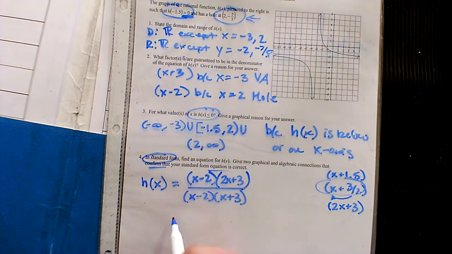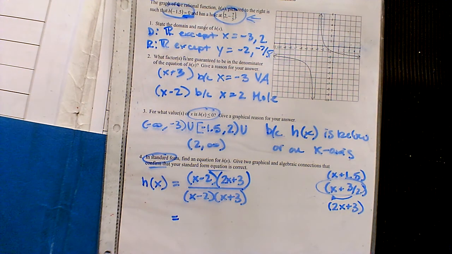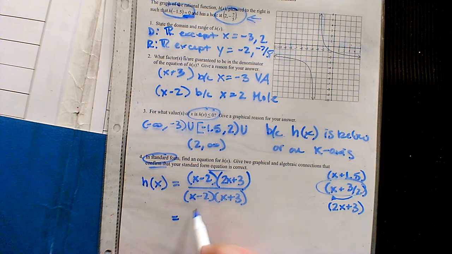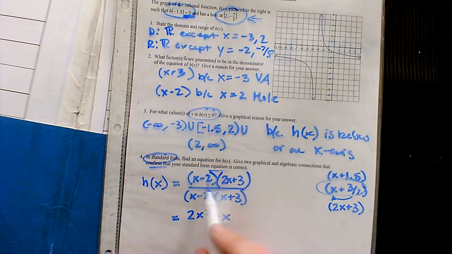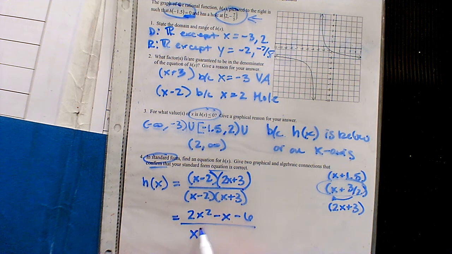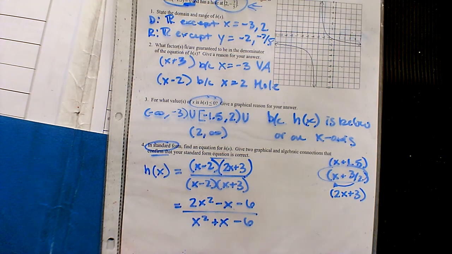I like it. All right, so let's turn it into standard form. We're going to distribute, FOIL, combine like terms, the whole 9 yards. So 2x squared plus 3x minus 4x, so that's minus x, and then minus 6. X squared plus 3 minus 2, so plus x minus 6. All right, here's our standard form. How can we check to see if this standard form is correct? We know the factors are good, but there are some other properties or characteristics we can check from the standard form.